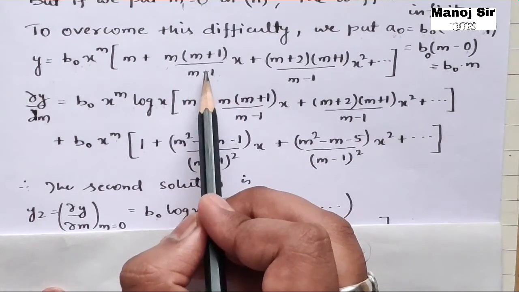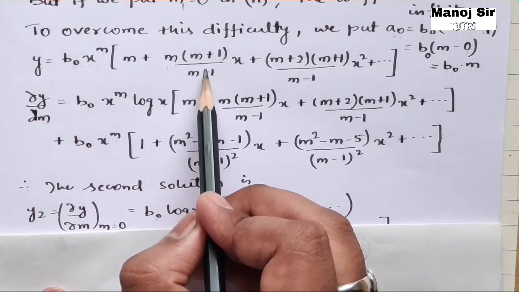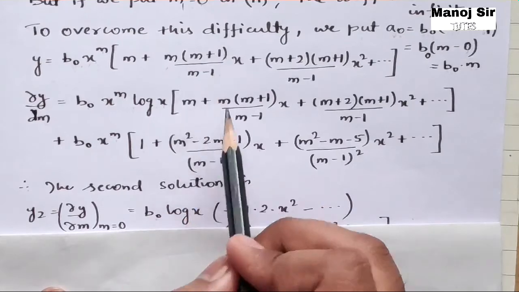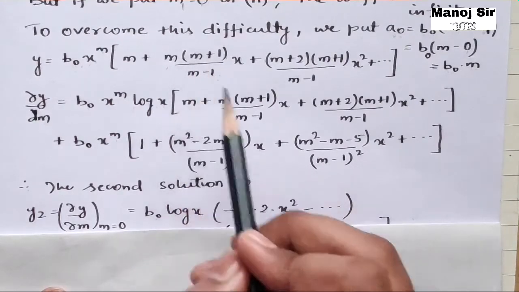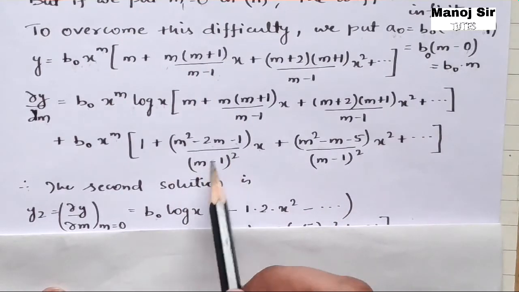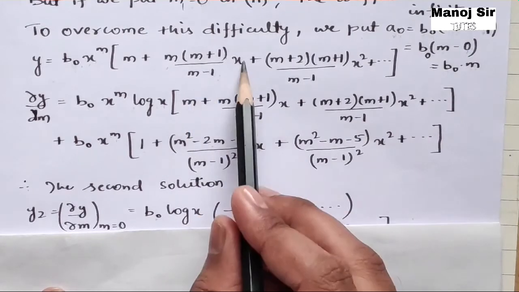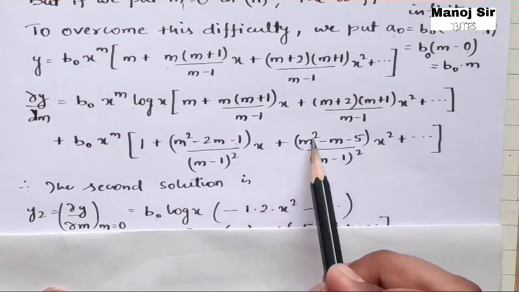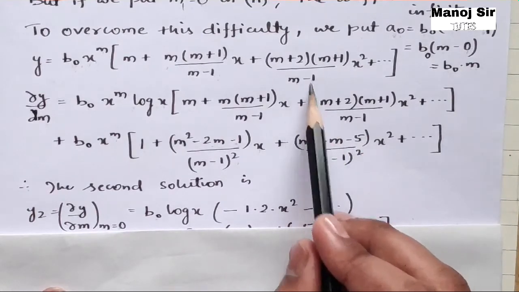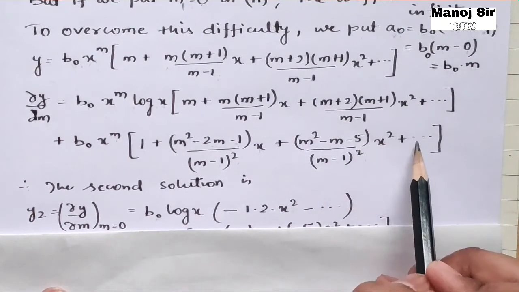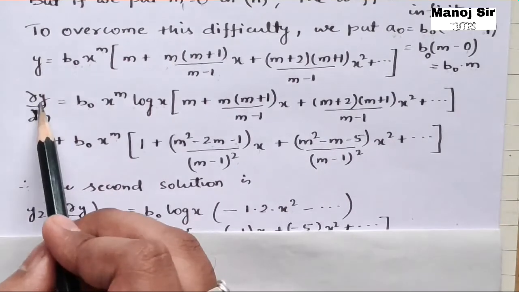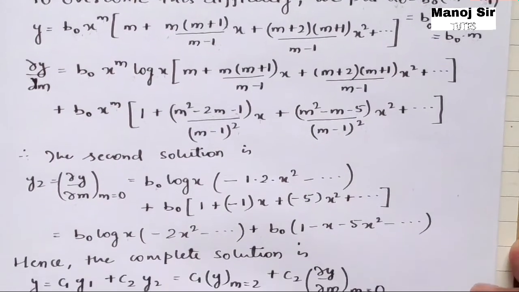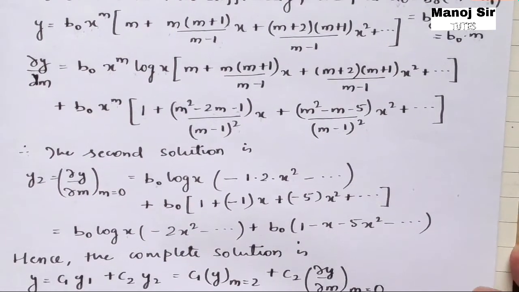If you apply the division rule of differentiation, on solving this part you will get m square minus 2m minus 1 upon m minus 1 whole square. Write this x here. Similarly, if you solve this part, you will get m square minus m minus 5 upon m minus 1 whole square into x square plus dot dot dot. So here we have del y upon del m. Now we need to find the second solution. For that we need to put m equal to 0.